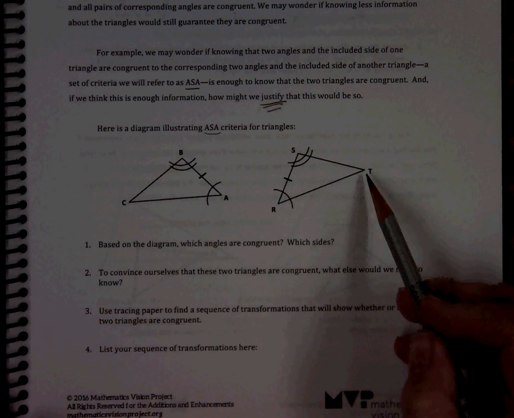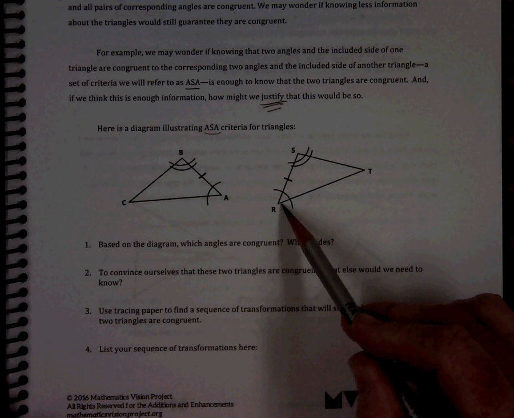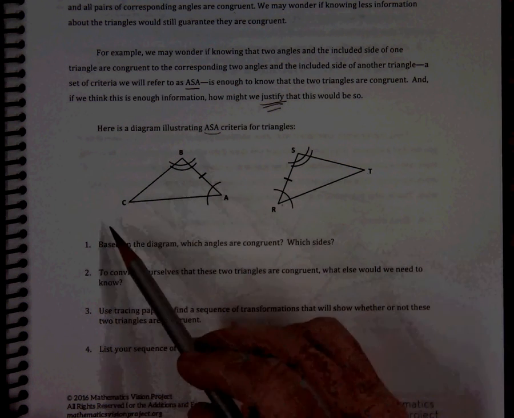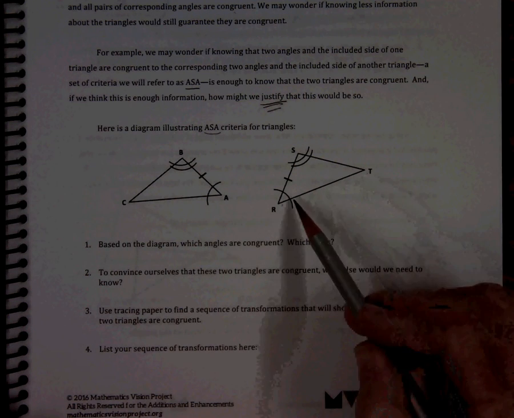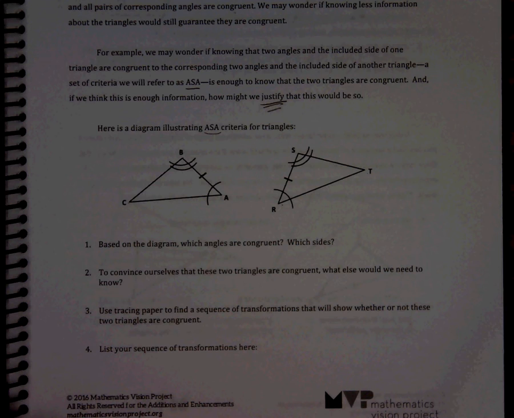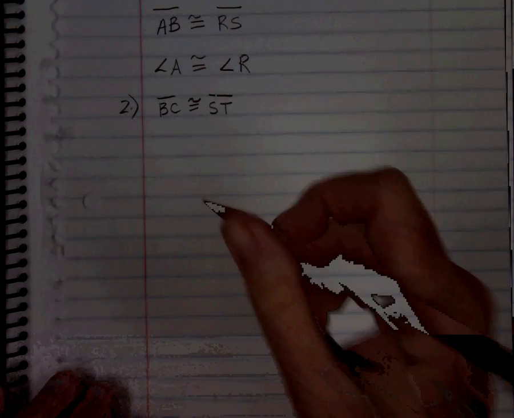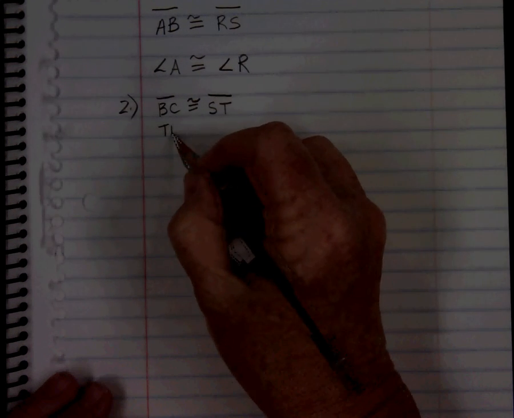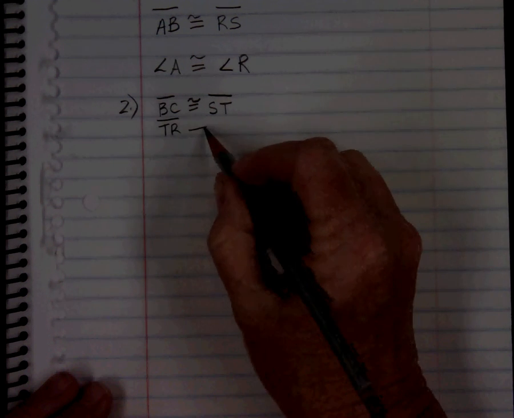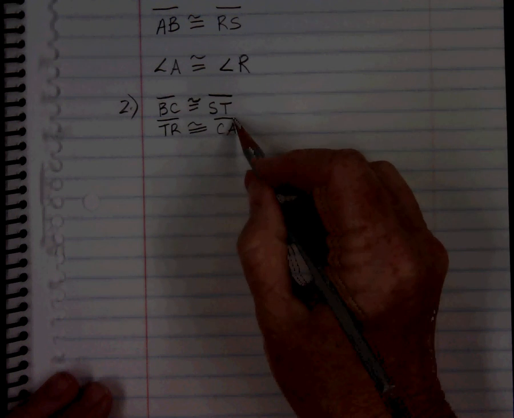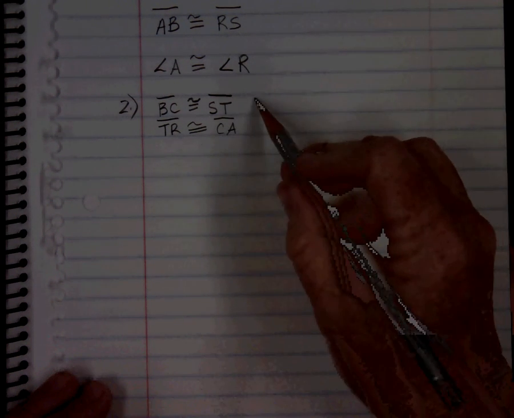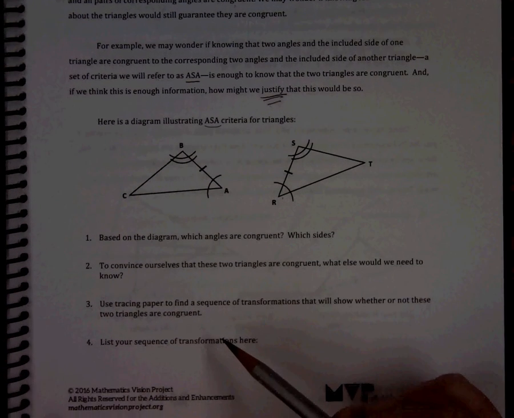So the last one would be this TR to B to C, and AC. Well, let's say CA. We're going in the same order. So TR would have to be congruent to CA. It would have to be congruent to CA. Okay, so are they?